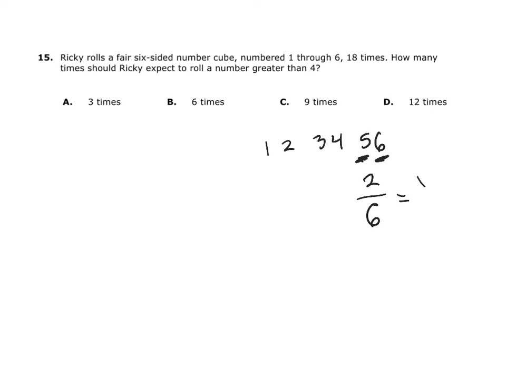So we have to do our proportion, x over 18, because 18 is the total number. We cross multiply to get 36, then divide down by 6. 36 divided by 6 is 6. So it would be B.